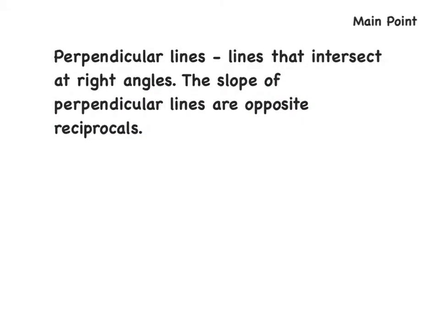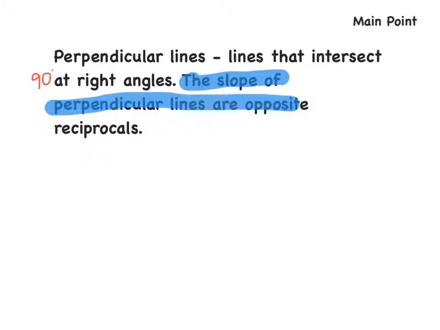So we talked a little bit about parallel lines. Now we're going to be moving into perpendicular lines. So what are perpendicular lines? They are lines that intersect at right angles. By that I mean that they create 90-degree angles. What's important? The slopes of perpendicular lines are opposite reciprocals. Opposite reciprocals is important.